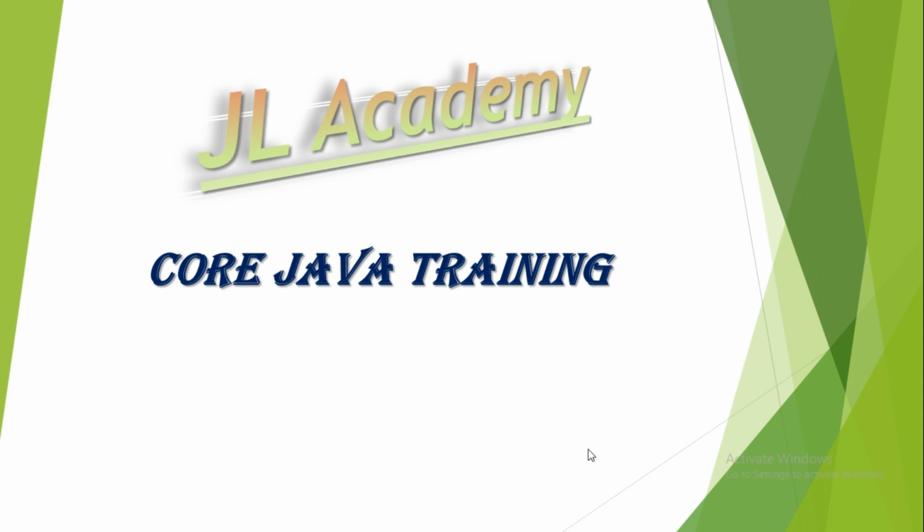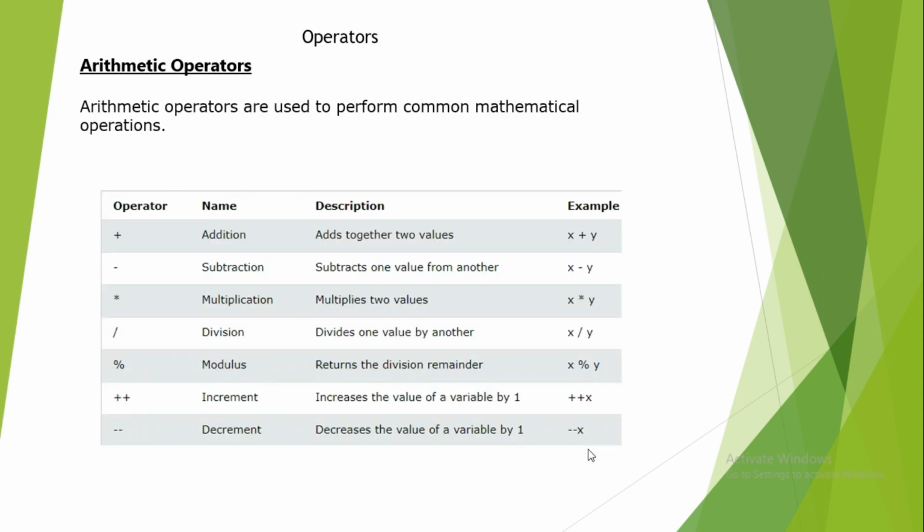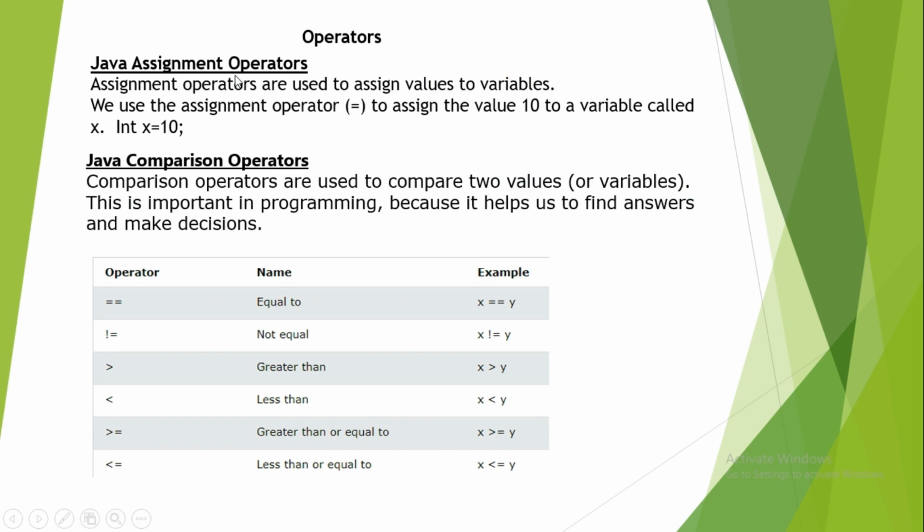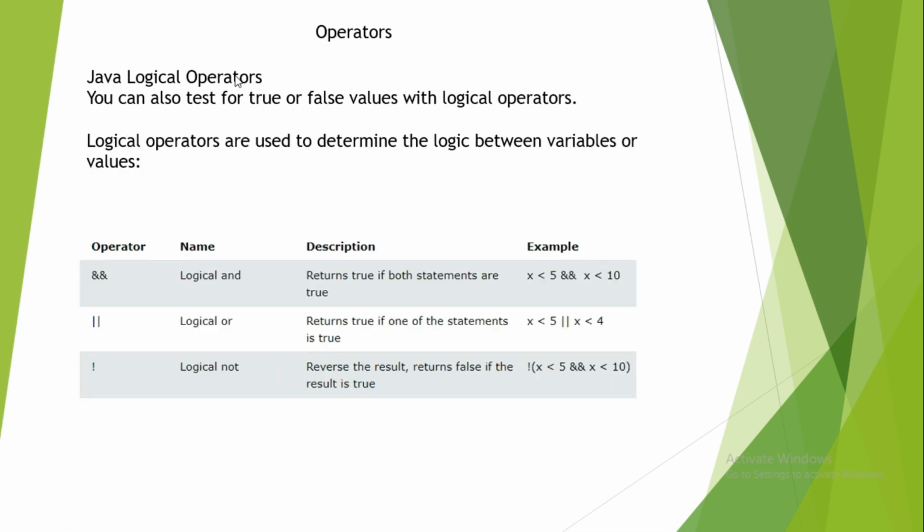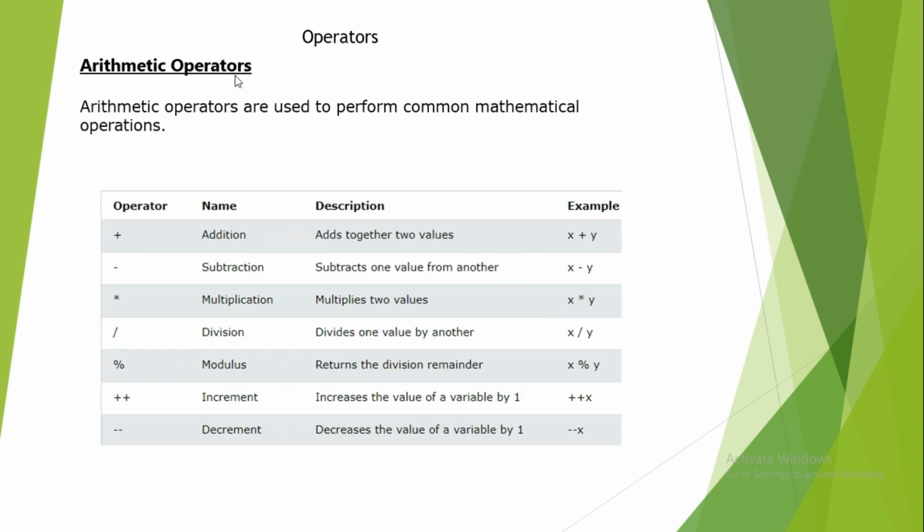In part 2, I will be covering operators. We have different types of operators: one is arithmetic operators, another is Java assignment, one is Java comparison operators, and the last one is logical operators. So we will see what is the purpose of an operator. Operators help us to perform different mathematical operations.